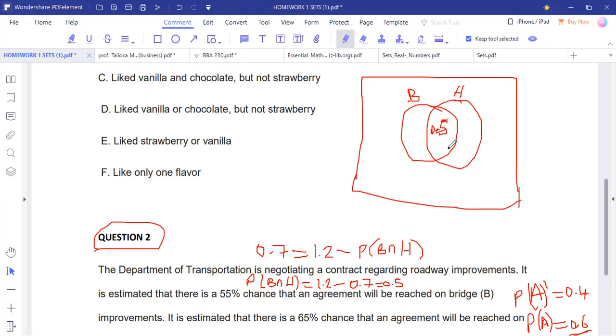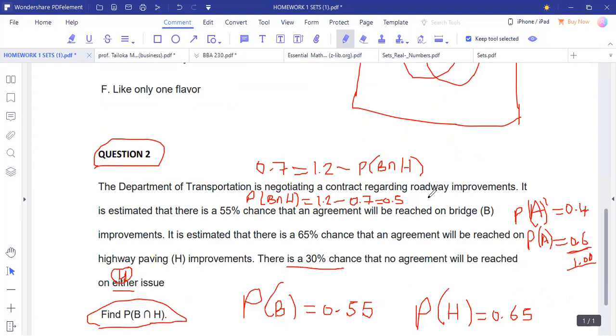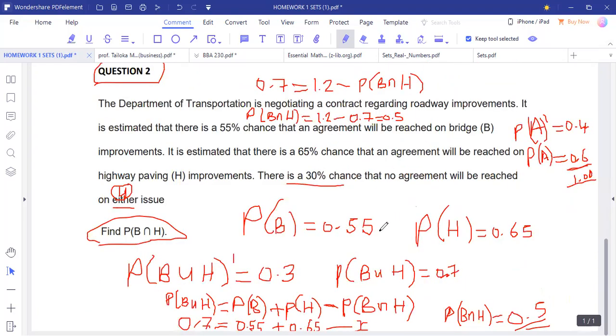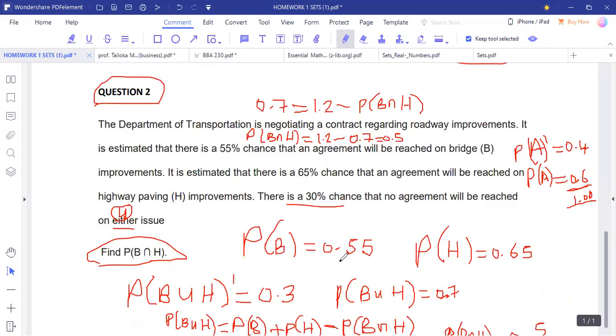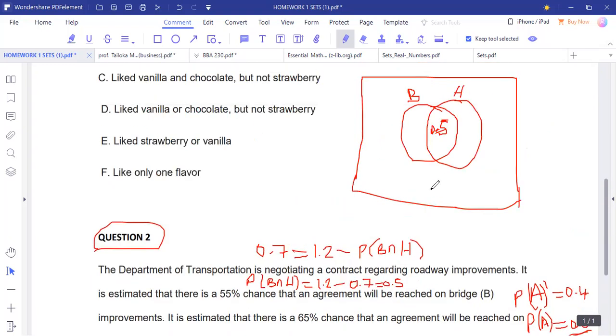Then you can give me what is for B only. What's the probability of B? 0.55. So what is for B only? The entire B is 0.55, right? Are we together? Yes. So what is for B only? We can subtract: 0.55 minus 0.5, which will give us 0.05.